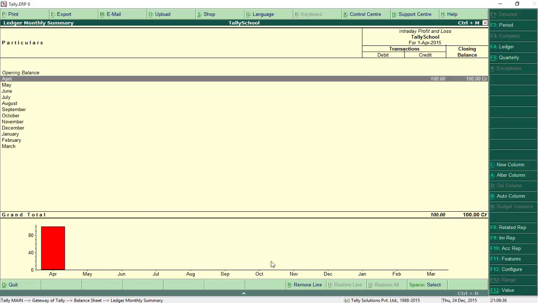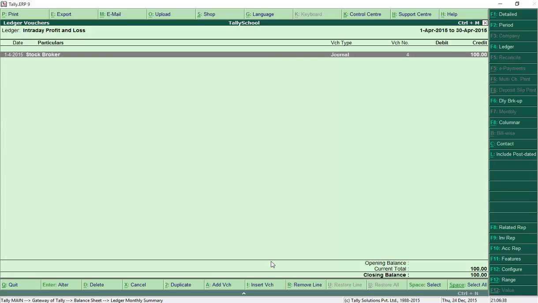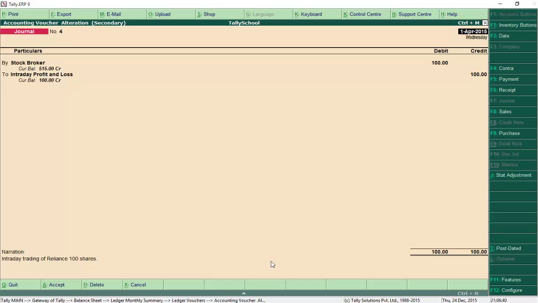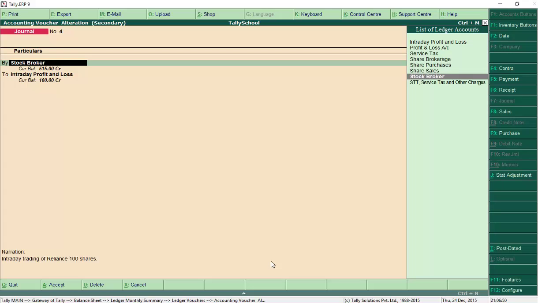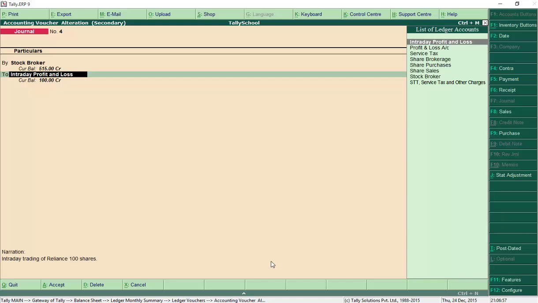Now, what if we are a trader? So let's go there and let's select the entry once again. So now we are a trader, and our income should be displayed in the profit and loss account and not in the balance sheet. So I hope you are aware of the rules of investing and trading. So select this and press Ctrl plus Alt to alter the ledger intraday profit and loss.